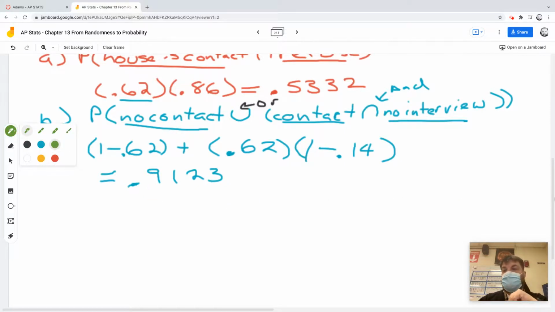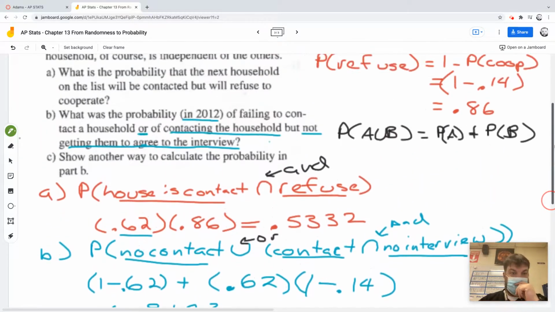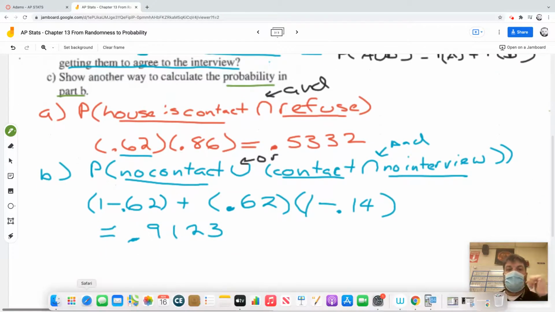Okay, let's do part C. Show another way to calculate the probability of B. So remember how Mr. Adams said you got to calculate and add things up? Well, another way is to use some sort of complement. So we got to think about what the complement could be. So let's reread B and then try to think of what the complement would be. So you're going to get no contact or contact and no interview. There's either no contact or you do get contact and you get no interview.